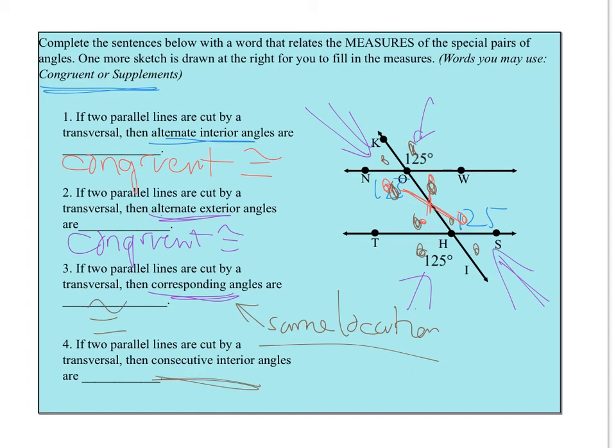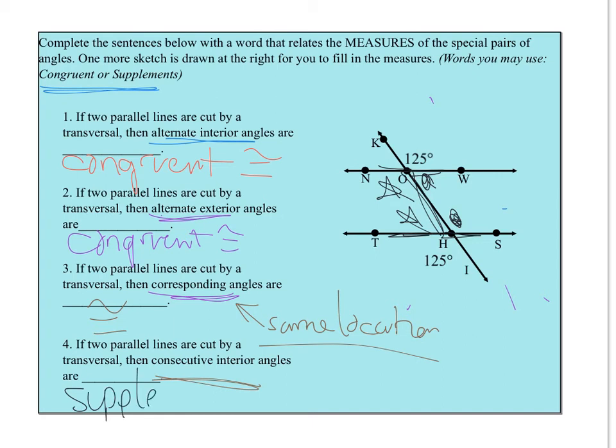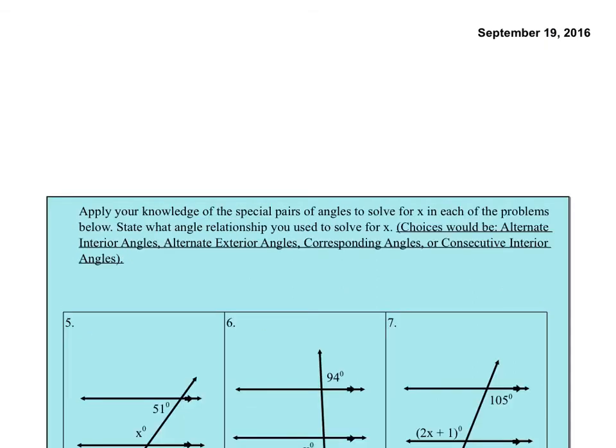Now, consecutive interior. This is the last one. Consecutive interior. And this is the only one that's not congruent. So you got to pay close attention here. Consecutive interior means this one and this one. It also means this one and this one. Consecutive interior, or same side interior. This is going to be the only one that is supplementary, that means it's going to equal 180 degrees. That's the only one that fits into that category. So 3 of them are congruent, the other one is supplementary.